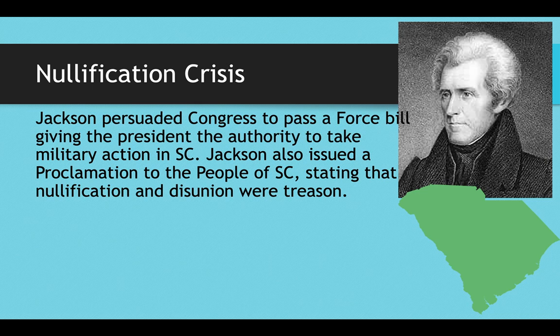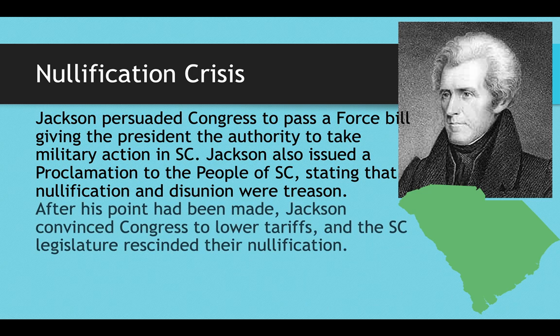He was making the statement that you can't mess with the federal government, especially when he's in charge of it. He also issued a proclamation to the people of South Carolina stating that nullification and disunion were treason. And according to the Constitution, treason can be met with the death penalty.